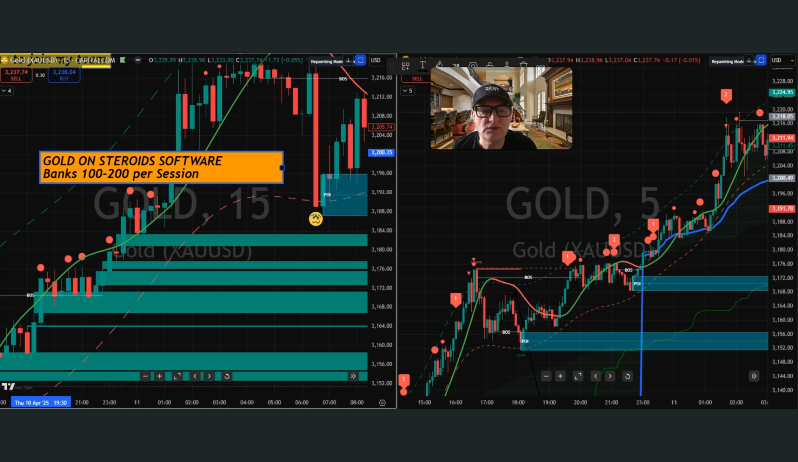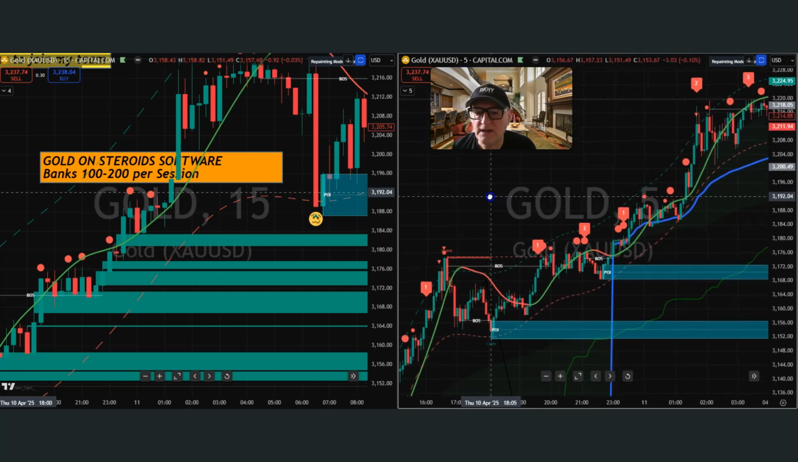So let's do one more just to give you an example of, firstly, how simple it is, but it does need practice. Once you've got the Gold on Steroids software, simply practice it. Use a demo account, trade during a very high volume session, New York or London, to get used to it and practice. Because if you can imagine banking 100 to 200 pips per session, every day during high volume times, of course, if the markets are moving, then you're going to get that profit once you've got the system sussed out. And practice is the only way you can do it.